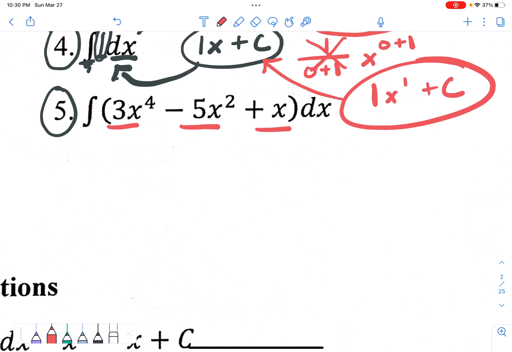Pause the video, see what you can come up with for the antiderivative of this stuff, and I'll give you the answer. Okay? All right, don't cheat. All right, I'm going to give you the answer now.